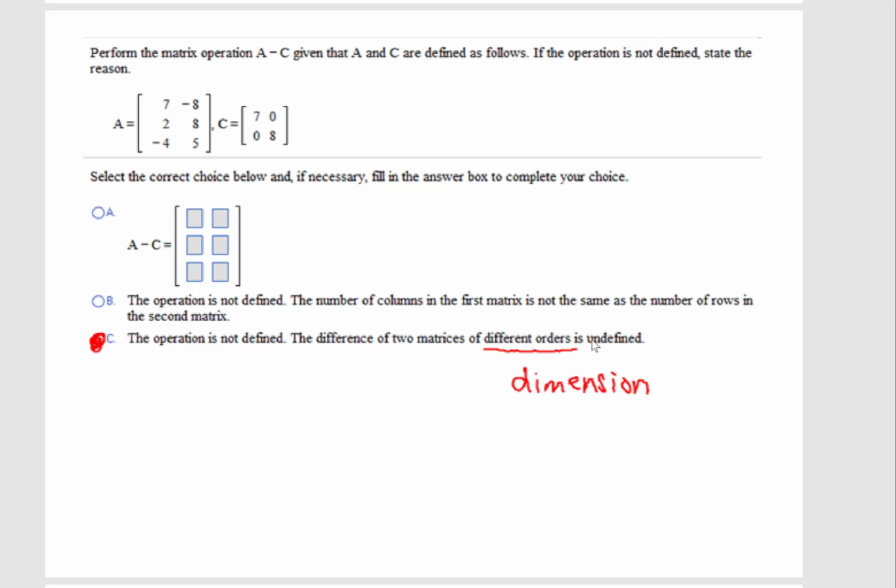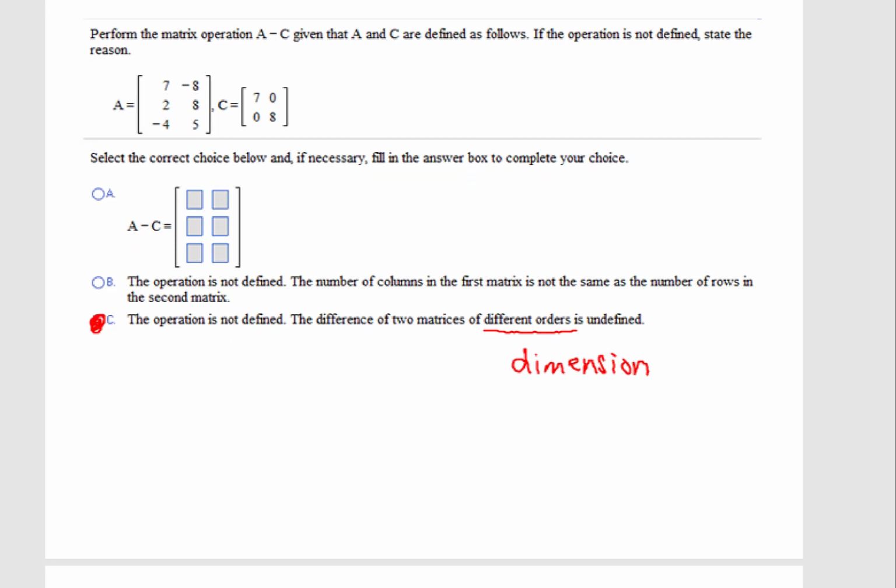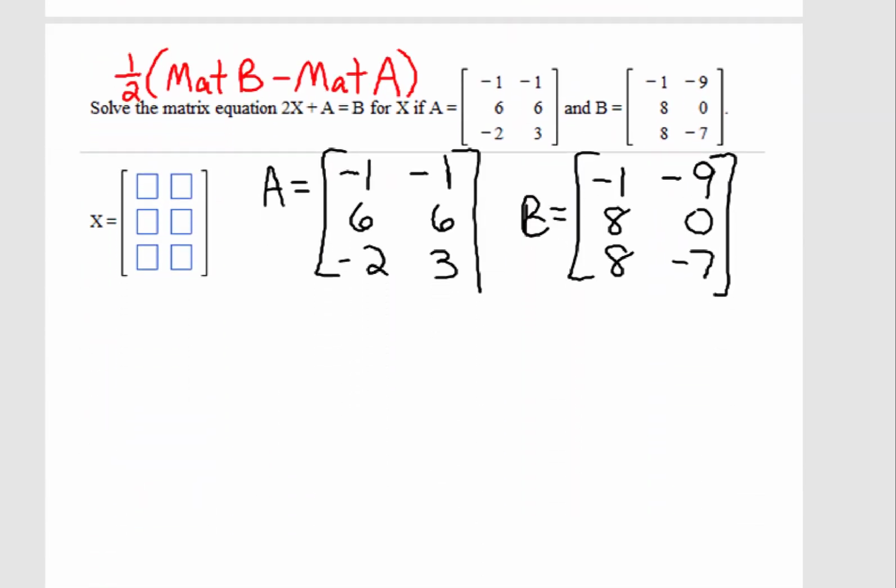If we were dealing with multiplication, which we'll see here in a second, you would say the number of columns in the first matrix is not the same as the number of rows in the second matrix. But when we're dealing with addition or subtraction, it would be that the difference or the sum of two matrices of different orders is undefined. So this one cannot even be done. And if you enter it into your calculator, it'll give you an error message because it can't be done.